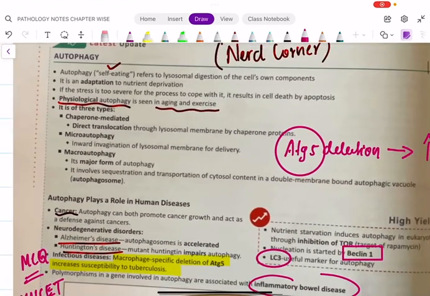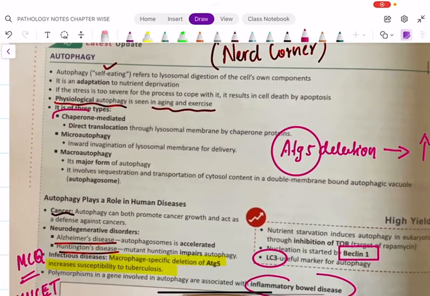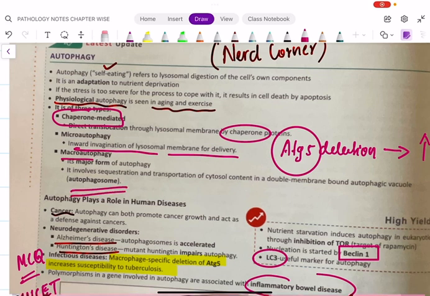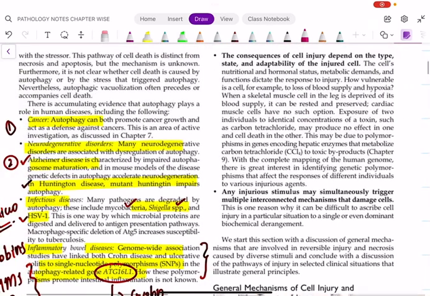What are the different types of autophagy? We have chaperone-mediated autophagy, that is through chaperone proteins. We have something called micro-autophagy, which is inward invagination of the lysosomal membrane. Macro-autophagy is actually via the autophagosome. I have explained one picture, one flowchart, that is this.